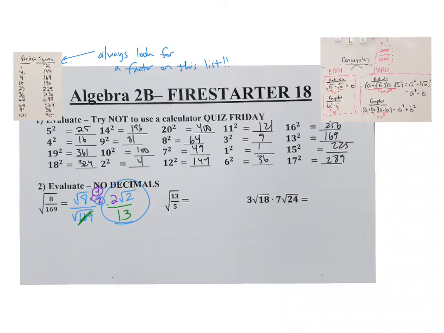Next one, radical 13 over 5. I'm going to split it into radical 13 over radical 5. 13 cannot be broken down. 5 cannot be broken down. The only reason we have to do any work here is because there's no radical on the bottom. That means I have to use conjugates. This is an easy conjugate.